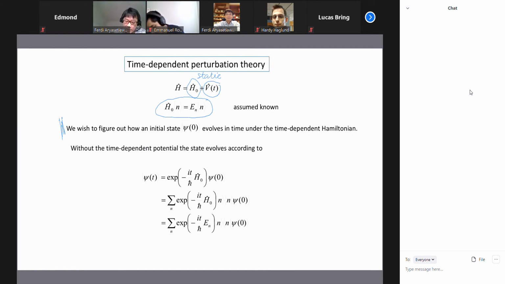Now, without time-dependent potentials, we already know this. This just involves according to this one here. So this we have already talked about earlier. So let's skip that one.